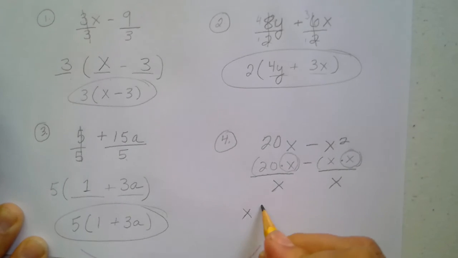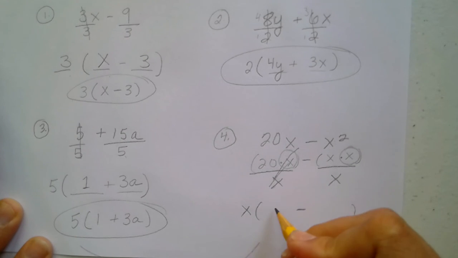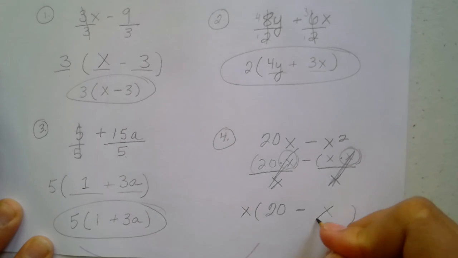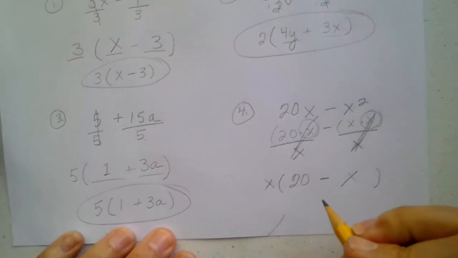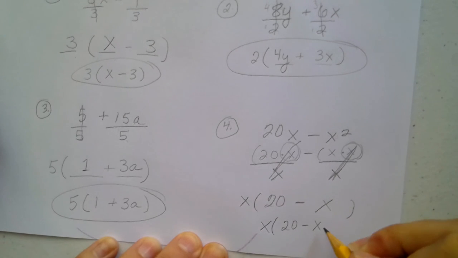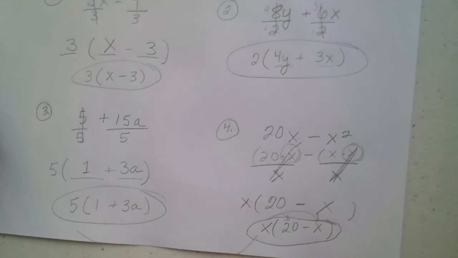So I'm going to pull that x out in front, subtraction sign here. These will cancel out. So I'll have a 20 here, and then these will cancel out, so I'll have x here. So the answer is x groups of 20 minus x, and you can always distribute it back in and see if you get what you started with. And you do. X times 20 is 20x. X times x is x squared. So there's your answer.